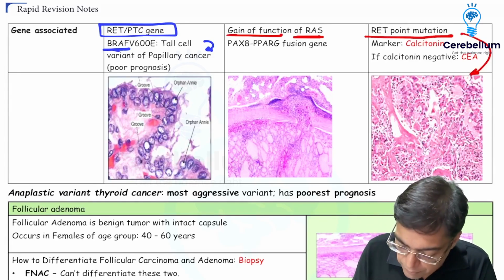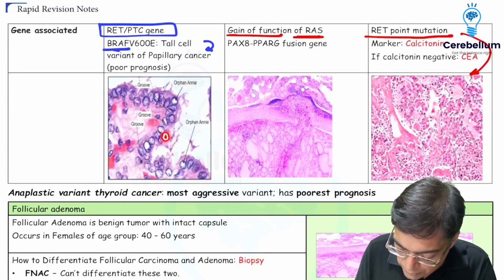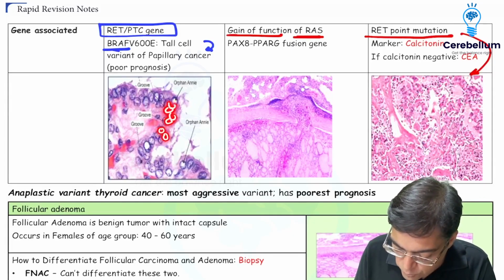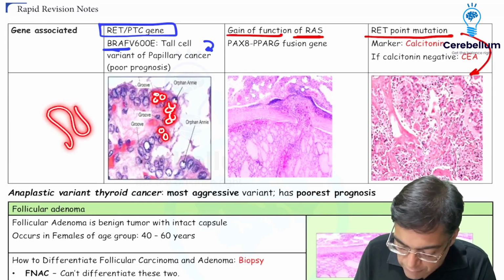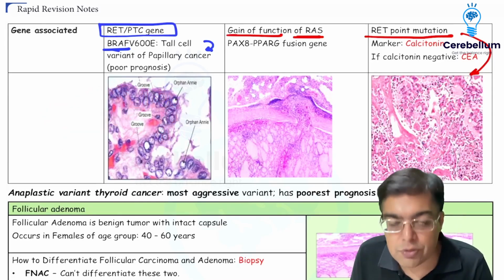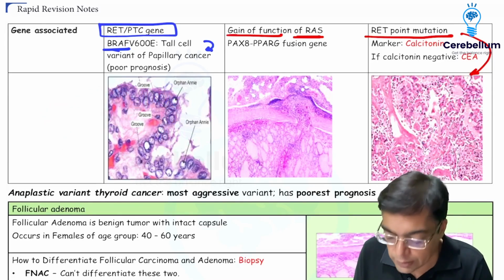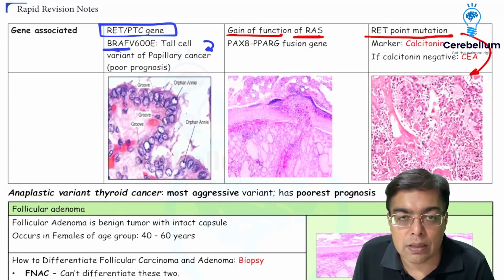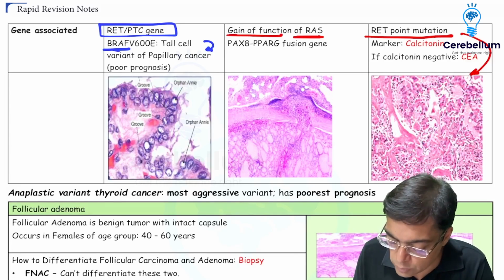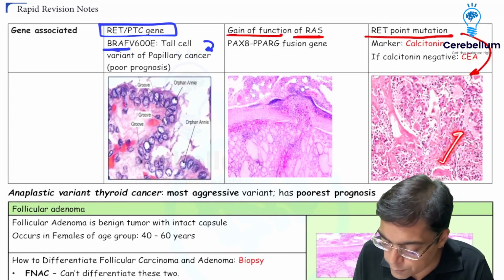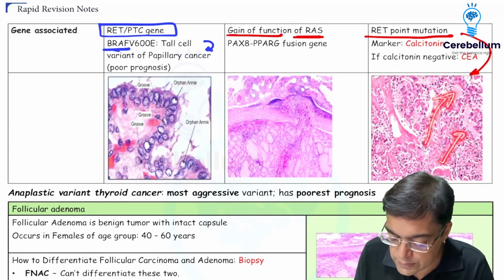So we are going to have the presence of Orphan Annie nuclei, optically clear appearing cells. That's what is going to be seen as a very characteristic finding. Of course, you are going to have papillary formation, with at times an increased number of cells. The hyperplasia is going to be seen, and you are going to have the presence of amyloid deposition so far as medullary thyroid cancer is concerned.